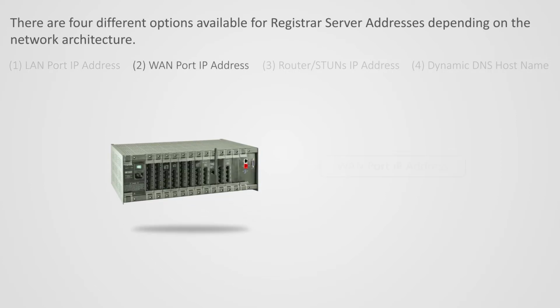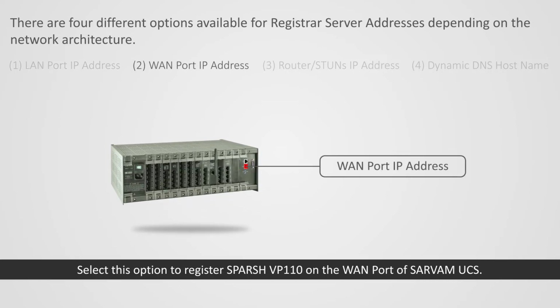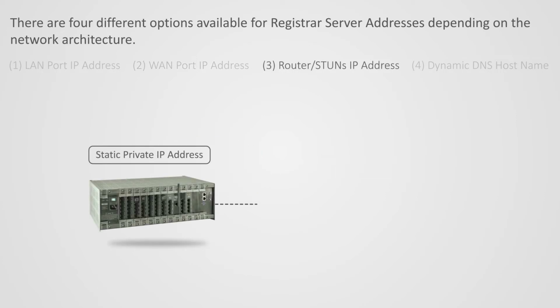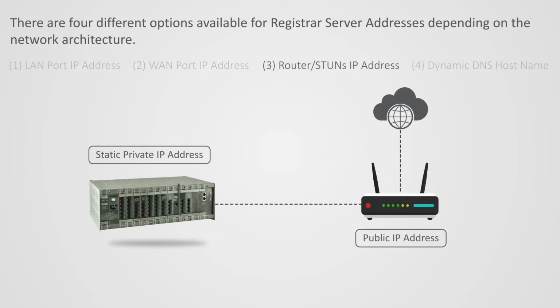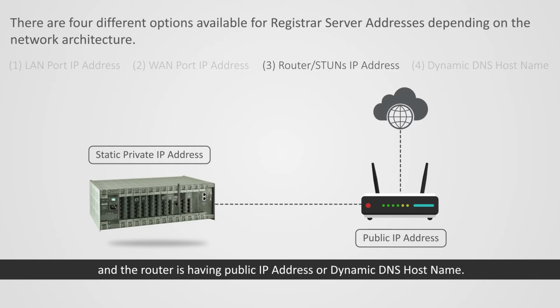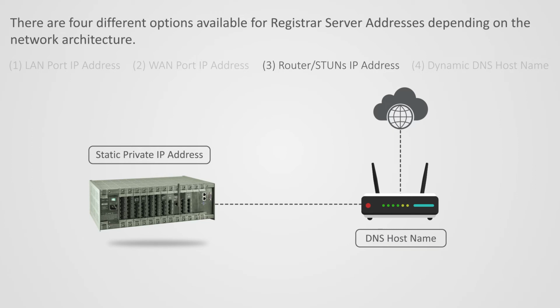WAN port IP address. Select this option to register SPARSH VP110 on the WAN port of SARVAM UCS. Router/STUN's IP address. Select this option when installation of SARVAM UCS is behind the router, with a static private IP address, and the router is having public IP address, or dynamic DNS host name.